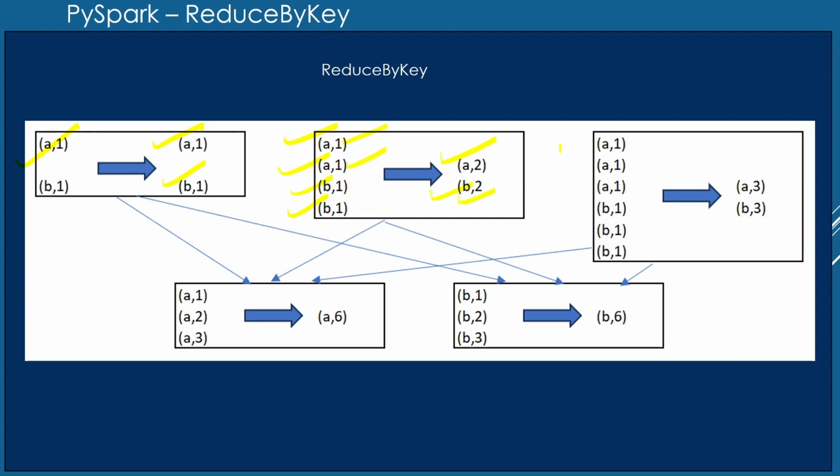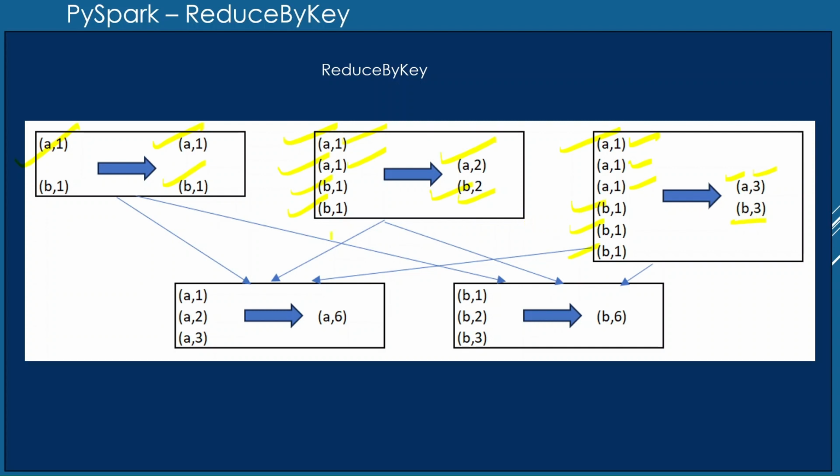Now this is a separate partition. For A there are 3 values, so it is aggregating based on the key in the same partition. So A and the total is 3. Here also it has 3 values of B, each with value 1. It is aggregating in the same partition and giving the value B equal to 3.